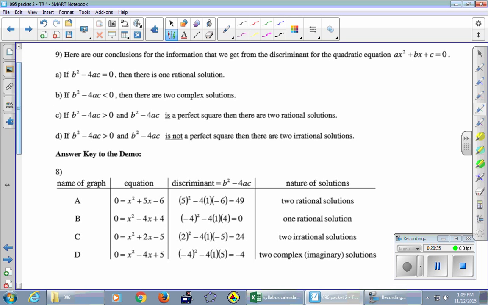As you make your cheat sheet, you might include word for word what's written up there. If the discriminant is 0, one rational solution. If it's negative, 2 complex or imaginary solutions. If it's positive, then you need to ask one more question, and that's about whether it's a perfect square or not. If it's a perfect square, 2 rationals. If it's not a perfect square, 2 irrationals.